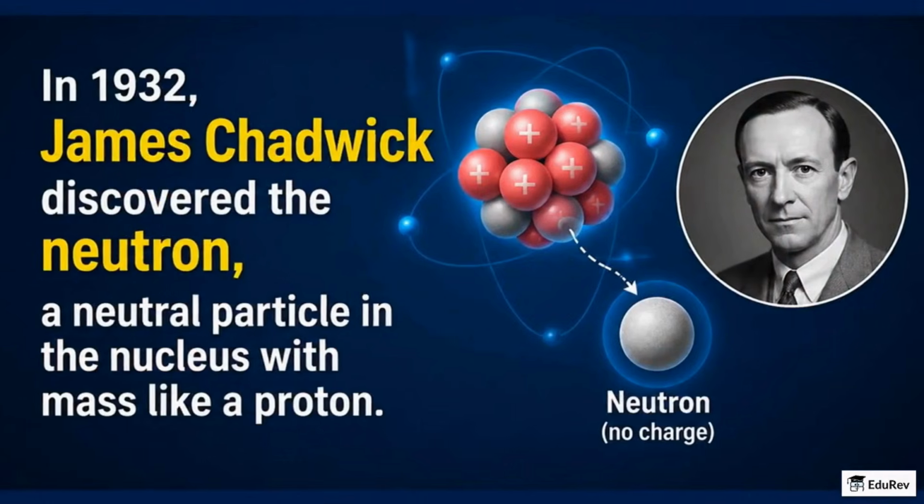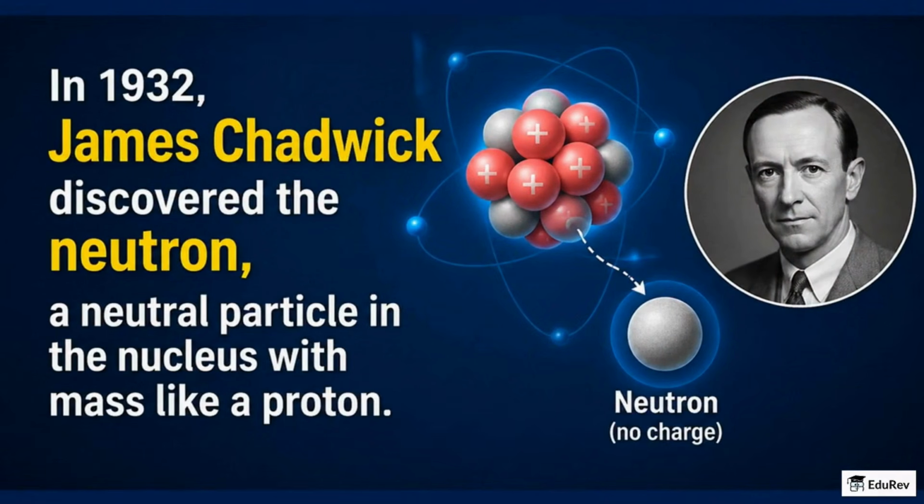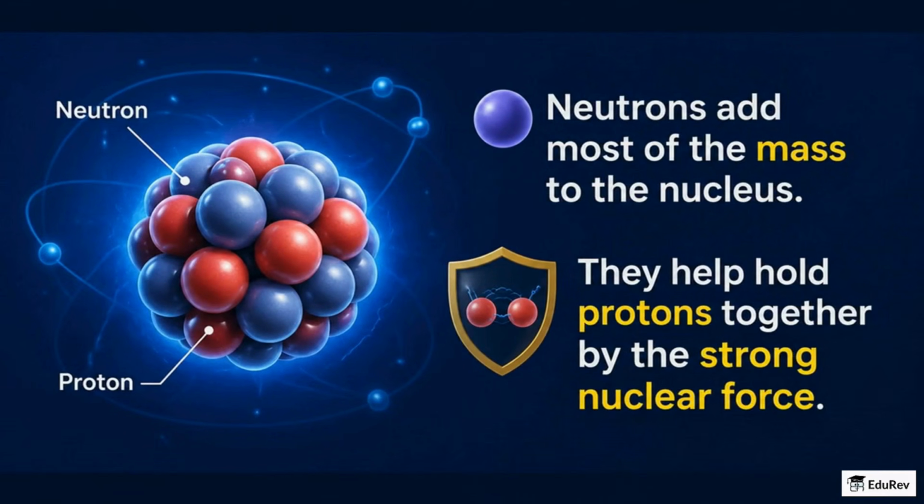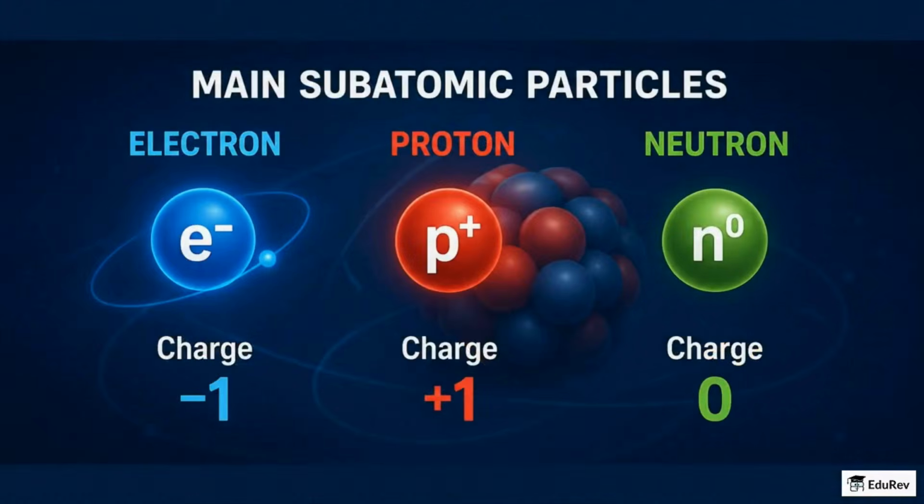In 1932, James Chadwick discovered the neutron, a neutral particle in the nucleus with mass like a proton. Neutrons add most of the mass to an atom and help hold protons together by the strong nuclear force. So, the main subatomic particles are electrons, e-, with charge -1, protons, p+, with charge +1, and neutrons, n, with no charge.